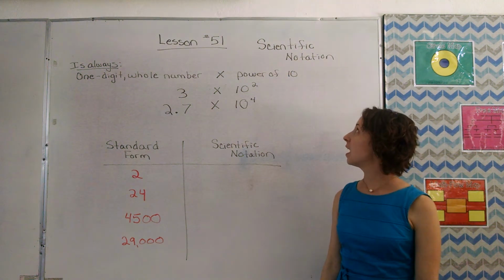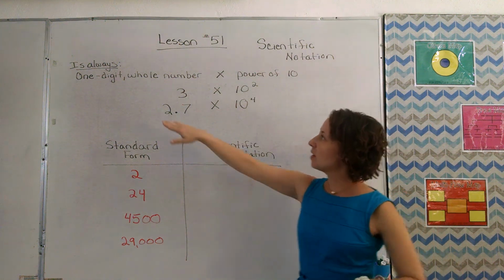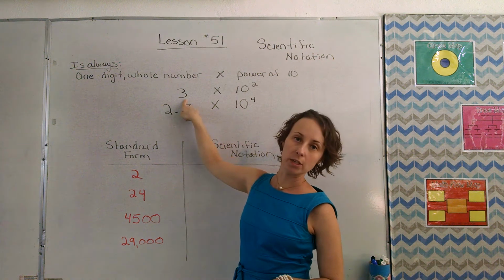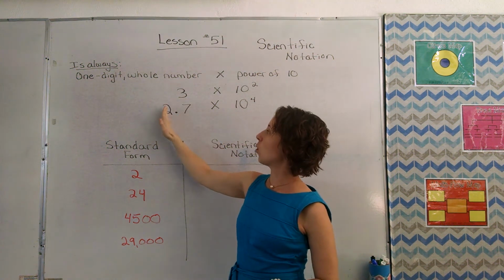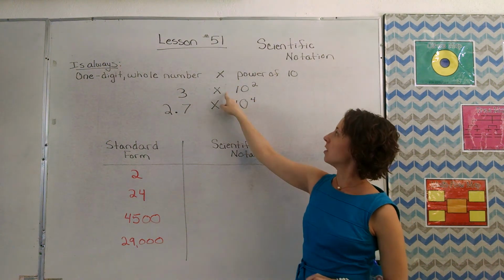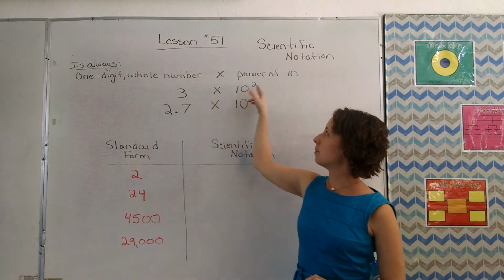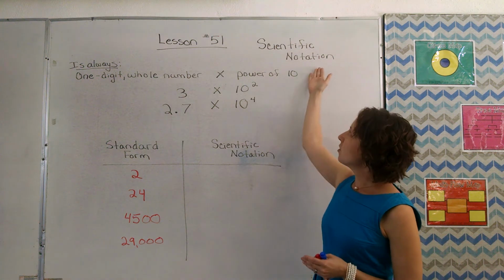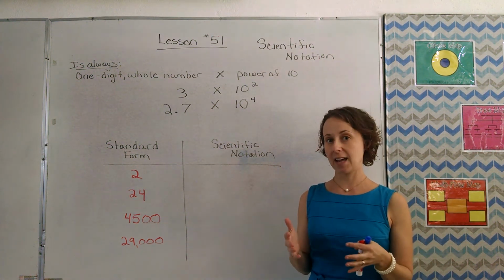science classes. Scientific notation is a very simple format. It's always written as a one-digit whole number, or a one-digit whole number with a decimal, but never more than one whole digit, times a power of 10. So times 10 to the something. An example might be 3 times 10 squared, or 2.7 times 10 to the fourth. Scientific notation is used to compare very large things and very small things in science.